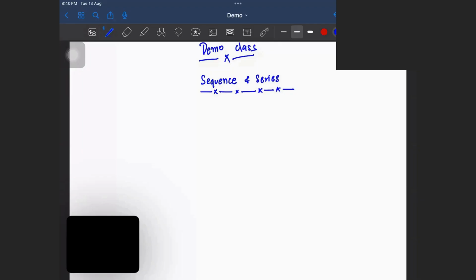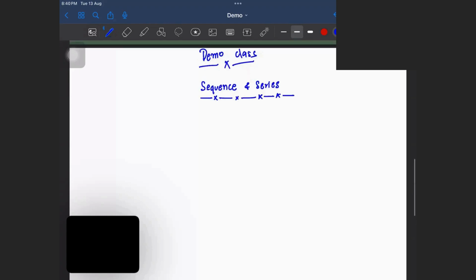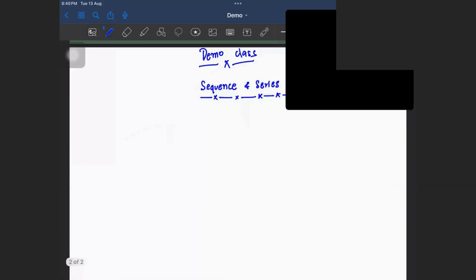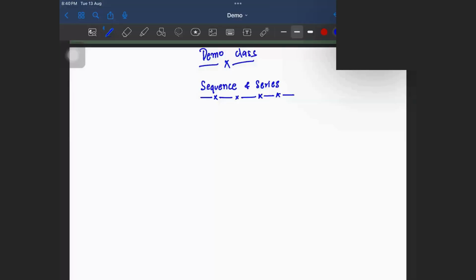Sequence and series. Okay, just write down the topic: sequence and series. Can you see the screen? Yeah.